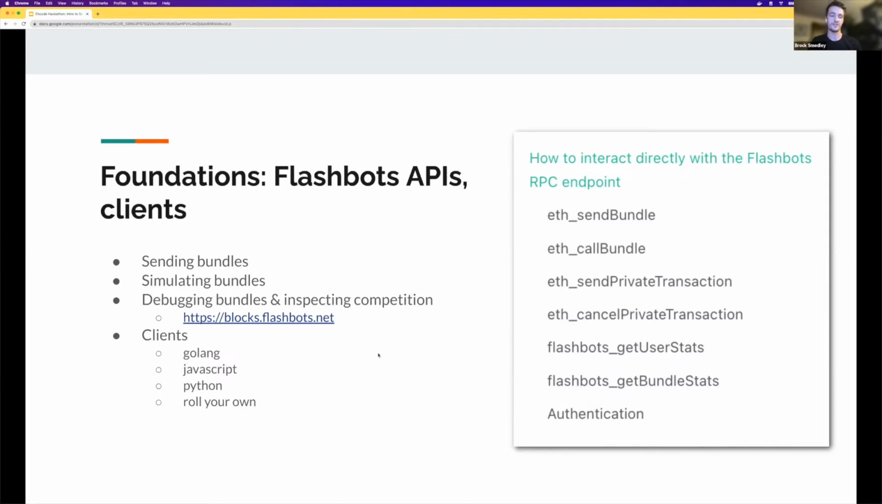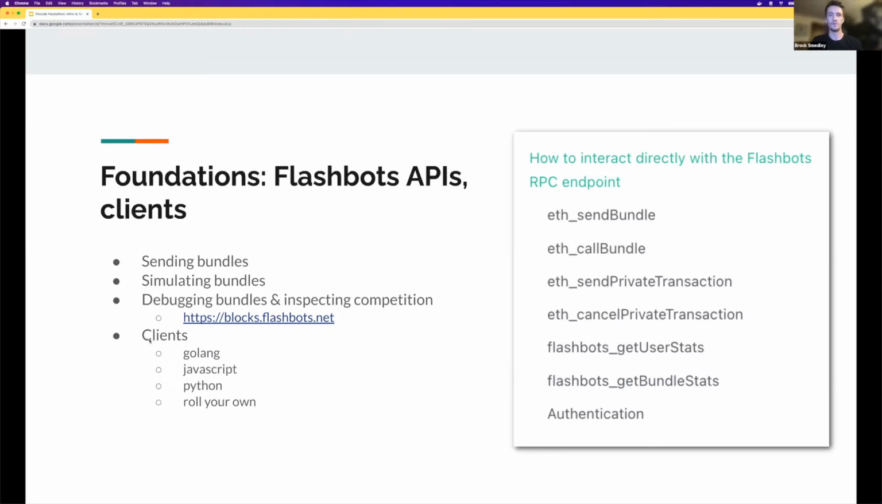So using this, you can get information about a block that was mined and all the bundles that were included in that block. So you can see, using this information, if somebody else was competing for the same strategy, or if the block was full, or if it was mined by somebody who doesn't accept bundles from Flashbots, stuff like that. So that's a very useful tool as you're getting into the weeds of it.